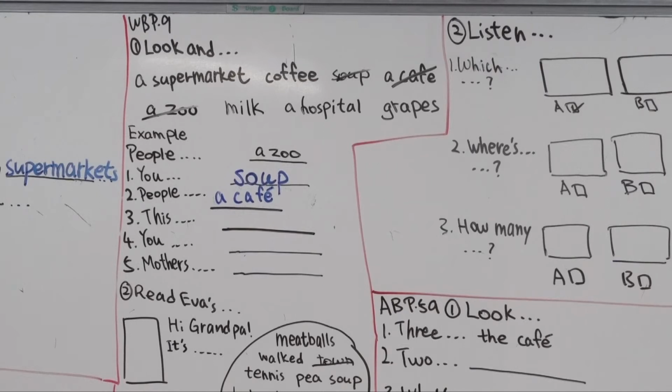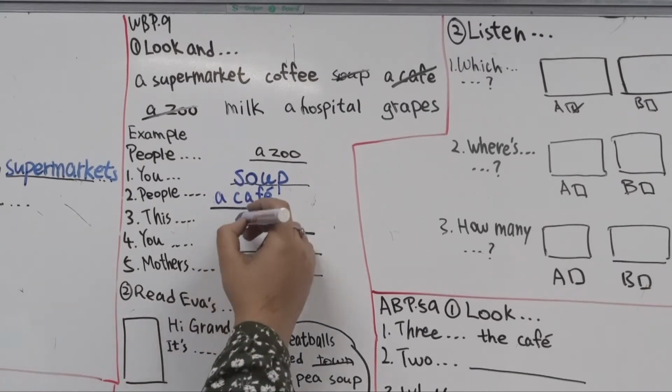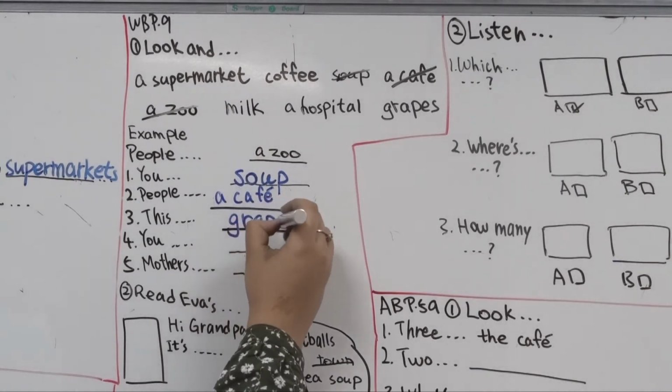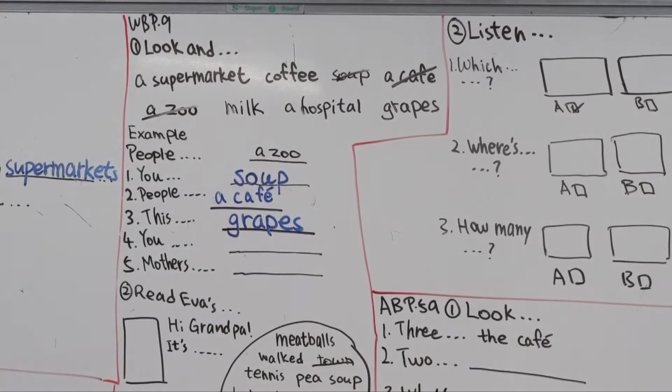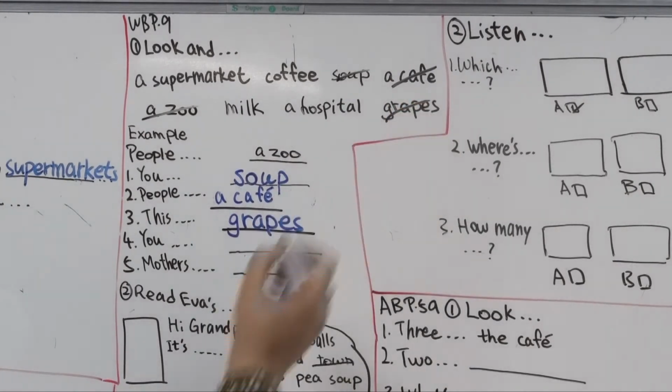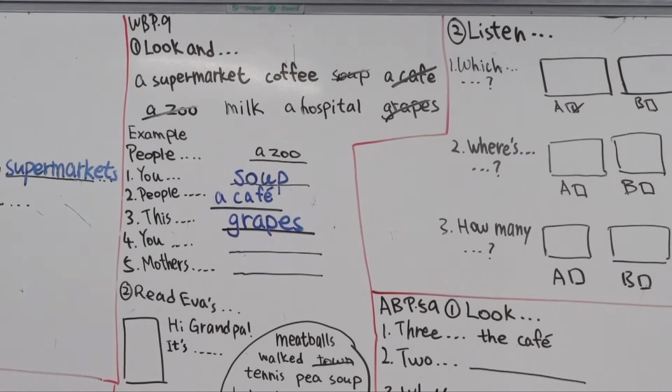Alright, everybody, let's go. Number 3, let's read. This fruit can be red or green. You can eat it or drink its juice. So which one here is a fruit? Coffee, milk, grapes? Grapes. Yes, so please write that. Grapes. If you're wrong, then write it. If you're right, then it's alright.